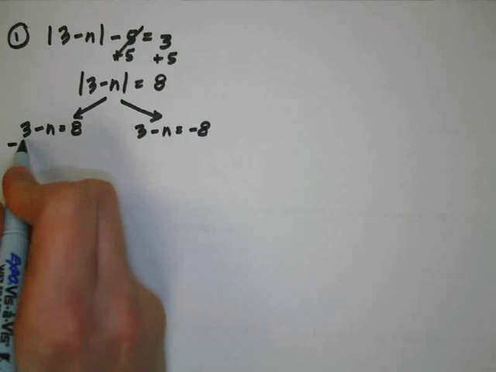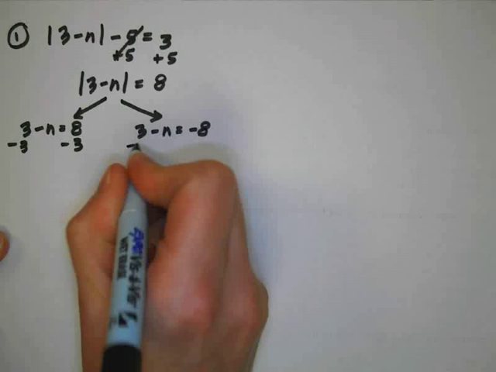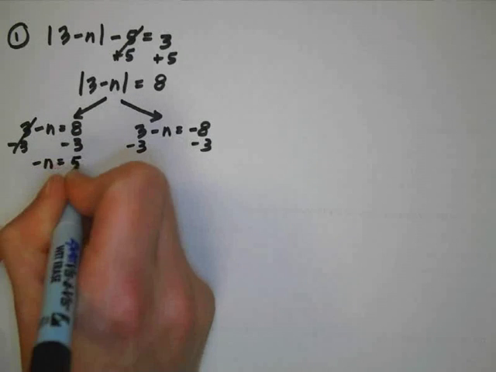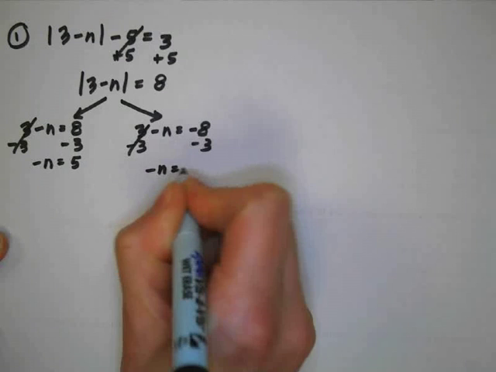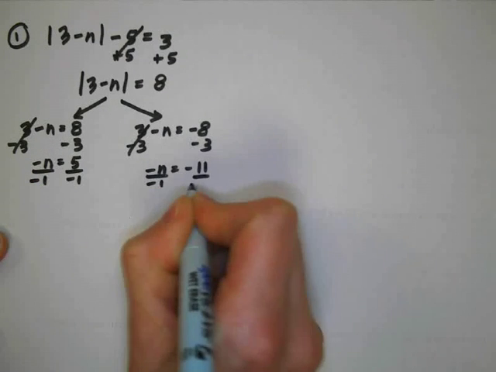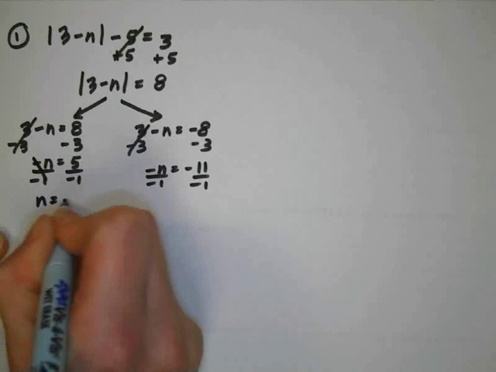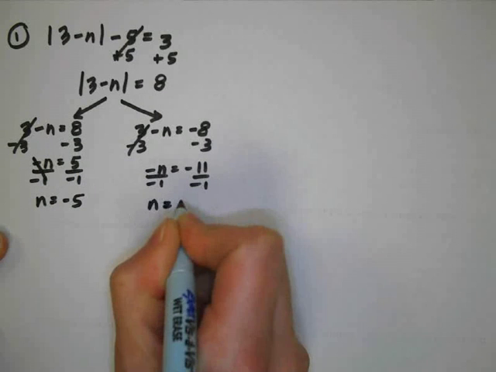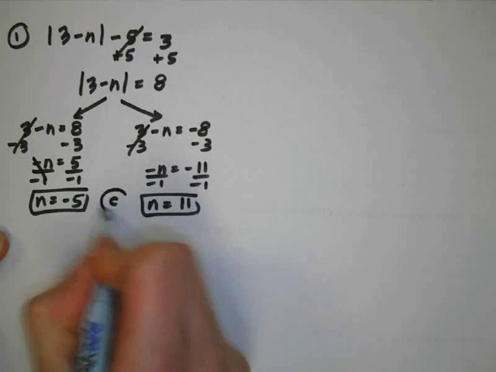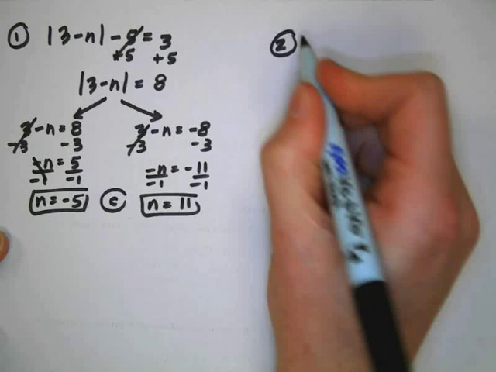Next, get the n by itself, so we subtract 3 from both sides in both of these equations. So we have negative n equals 5, negative n equals negative 11. Divide by negative 1, and we get n equals negative 5 and n equals 11. That is choice C. All right, number 2.